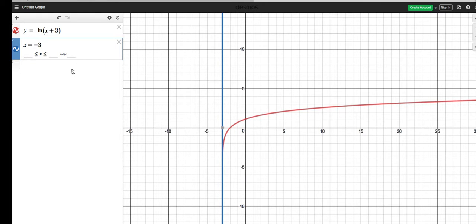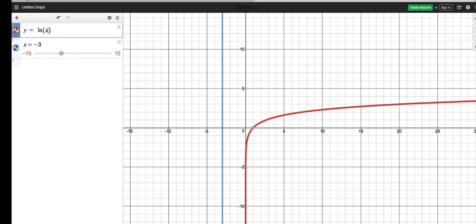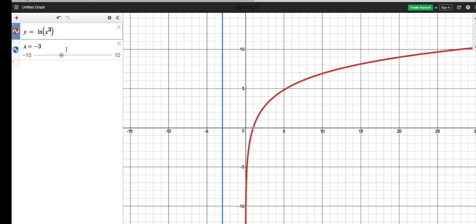As a matter of fact, I'm curious, what would ln of x cubed look like? Suppose it just looks like this right here. So it looks like your basic parent function, but vertically stretched if you ask me.